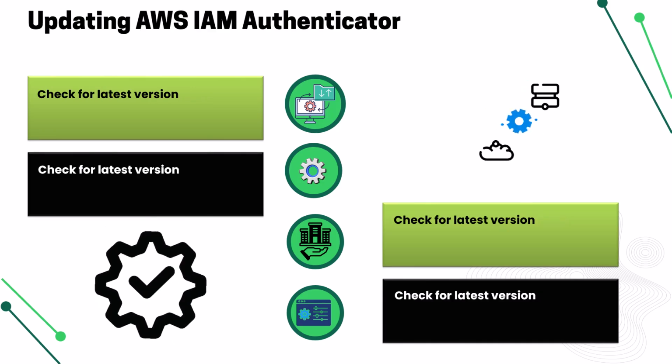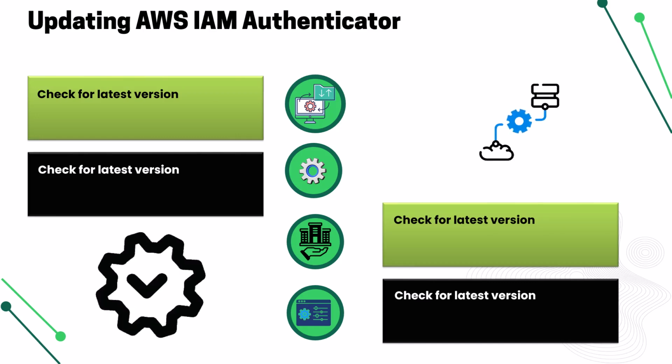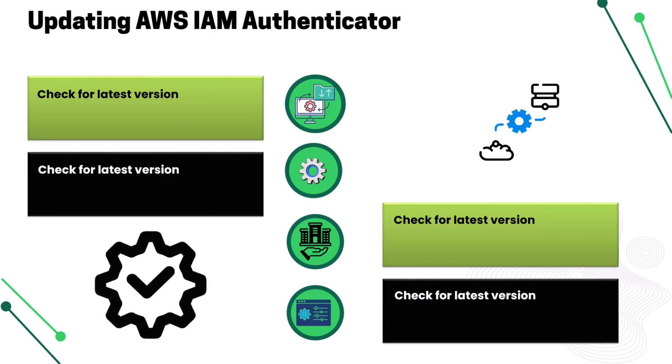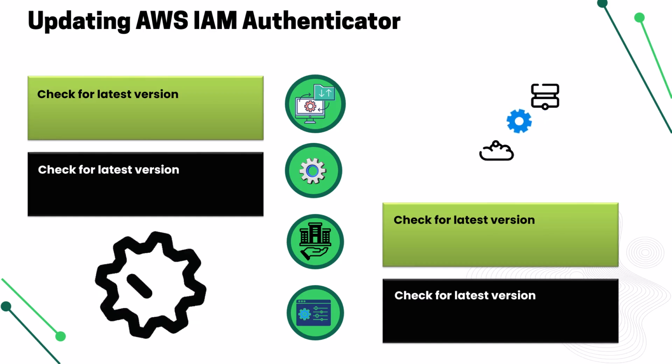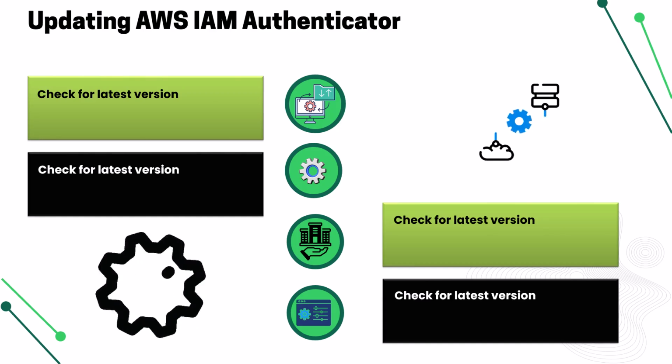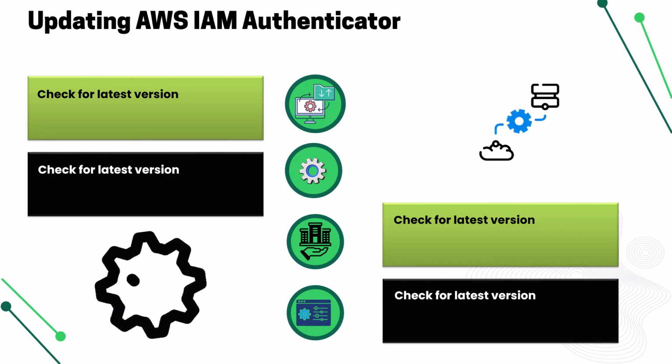Updates, because technology never sits still. First, check for the latest version. If you're outdated, it's time to upgrade. Download and install updates like a responsible techie. Then, verify the installation, because no one wants a half-baked setup. Finally, test authentication post-update. If it works, celebrate. If not, well, back to troubleshooting.